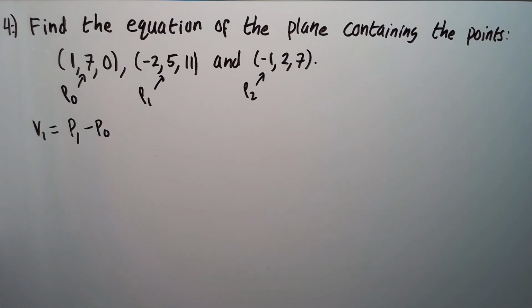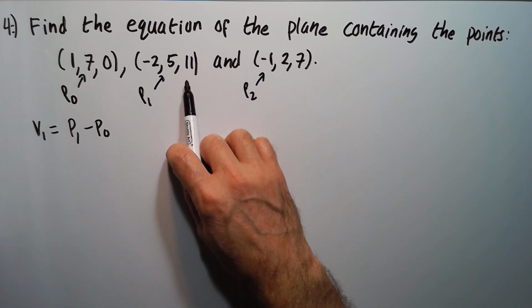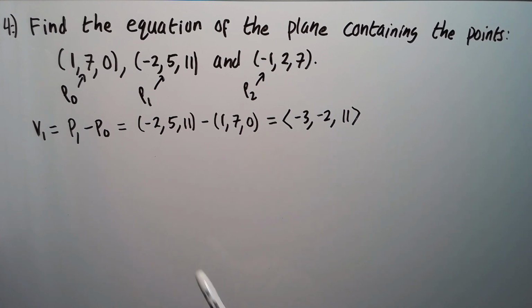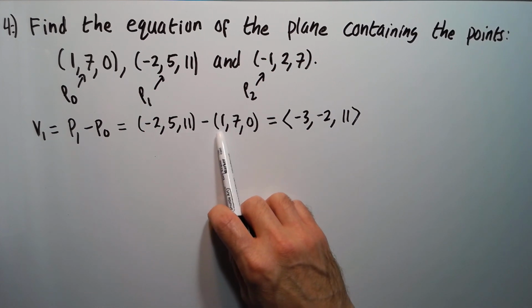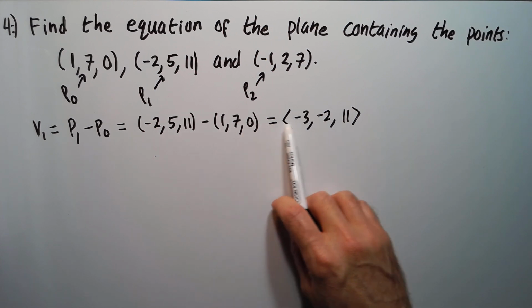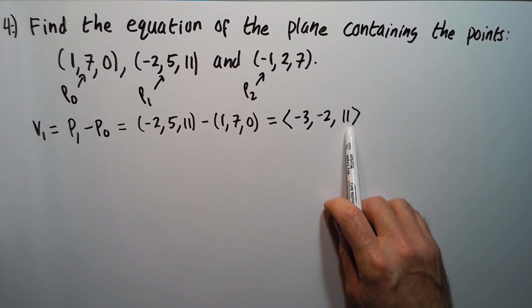Let's first look at V1. So it's P1 minus P0. This is my P1, this is my P0. So let me write them here. So I get (-2, 5, 11) minus (1, 7, 0). So it'll be -2 minus 1, so -3, 5 minus 7, -2, 11 minus 0, 11.